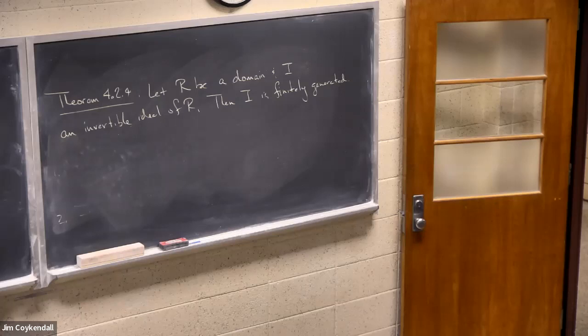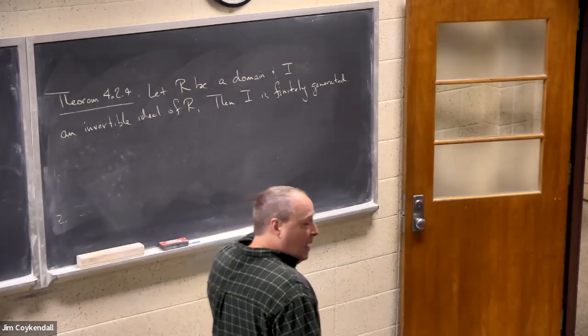Because the ideal is fractional, you can just multiply by some c, right? So if I is an arbitrary invertible ideal that is not contained in R, all you have to do is multiply by a non-zero a and it's in R, right? And so you can use that to show that I could have said I contained in R, but I like the statement to be a little bit more general.